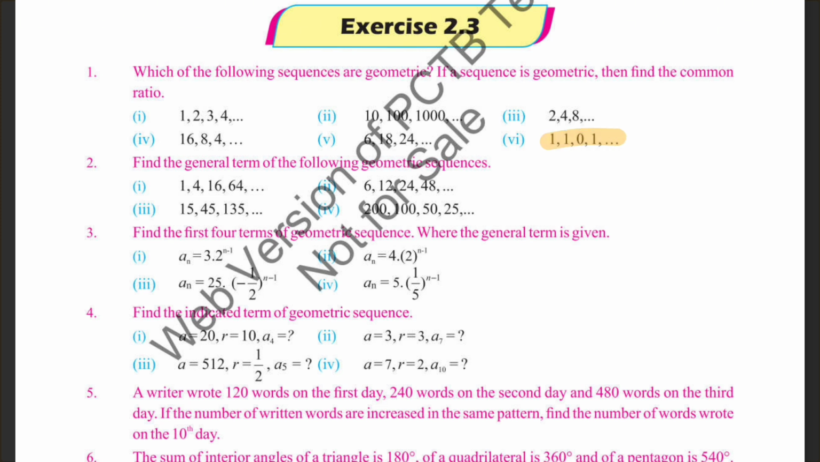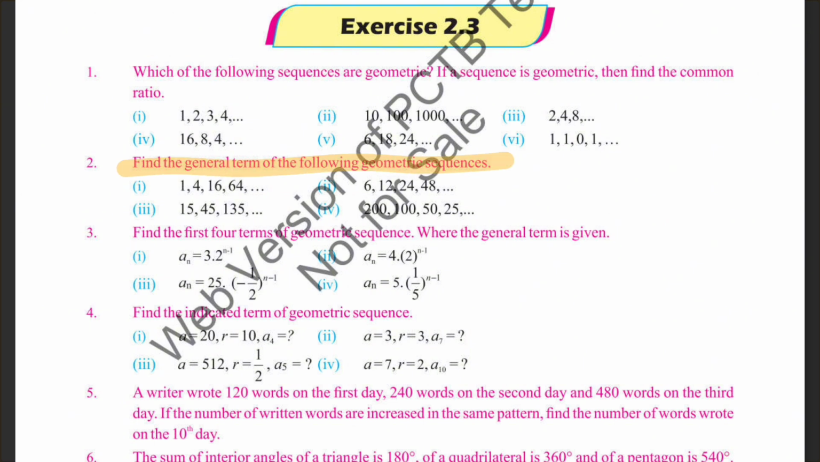Okay, next move on. This one is 1, and the next term is 1 multiply by 1, which is 1, and the next term is 1 multiply by 0. This is not a geometric sequence. This one is not a geometric sequence, and this one is not a geometric sequence. Three parts are not geometric sequences, and these three parts are geometric sequences. Okay, next move on. Question number 2.